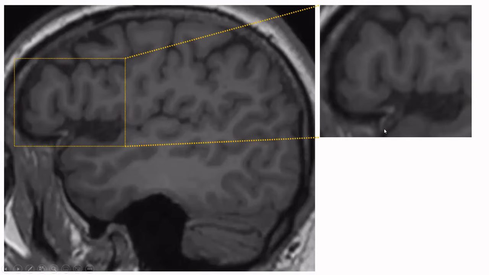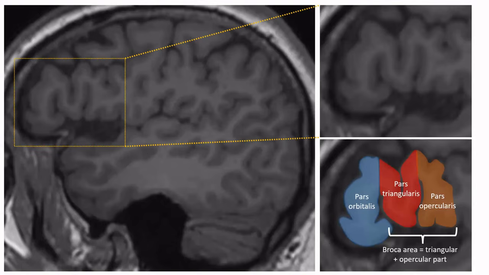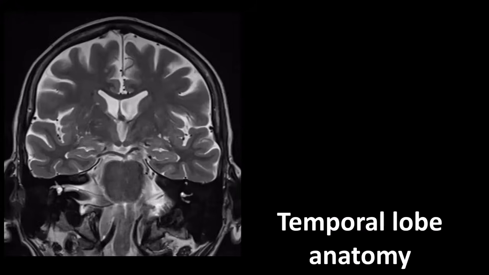So just another example, because this is a very nice letter M, you have to admit, look at it. Let's find the different components here as well for practice. This is the orbital part, this is the triangular part, and this is the opercular part of the inferior frontal gyrus. The triangular and opercular part are, as said, the anatomical Broca area. Now, we've talked a lot about anatomy of the frontal lobe and parietal lobe, but not yet the temporal lobe.